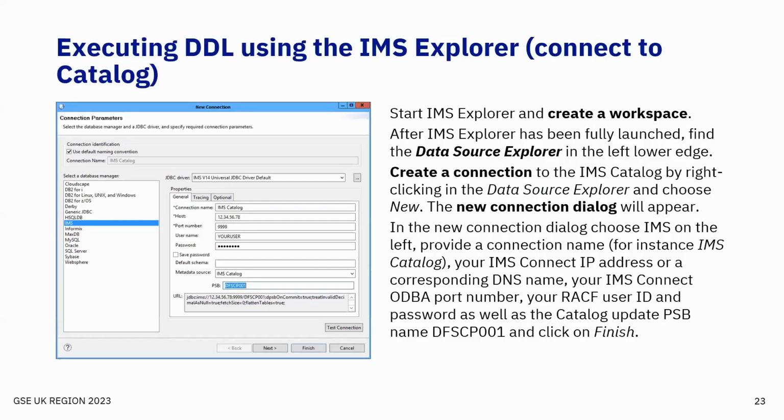You bring up IMS Explorer for development, you create a workspace, if you will, and then what you see on the left-hand side is a screenshot of creating a connection to the IMS catalog, right? You create a connection to the IMS catalog. You provide the IMS Connect IP address, your IMS Connect ODBA port number, your RACF user ID and password, and the catalog update PSB DFSCP001. You click finish, and you establish a connection.